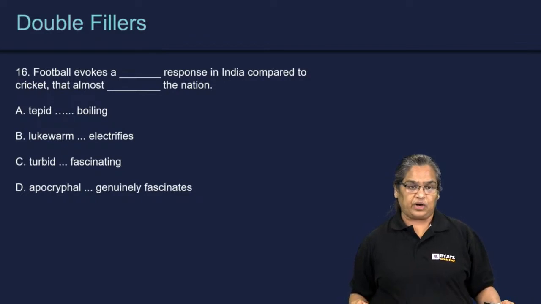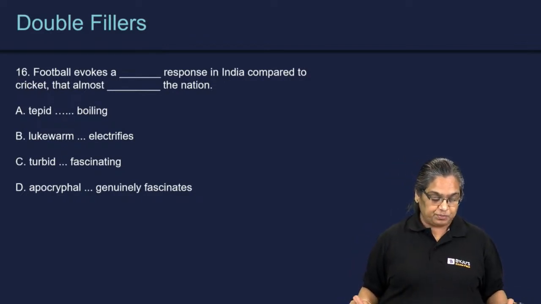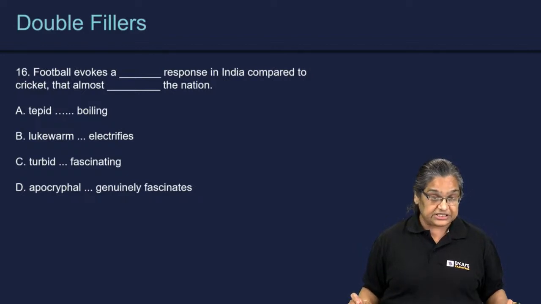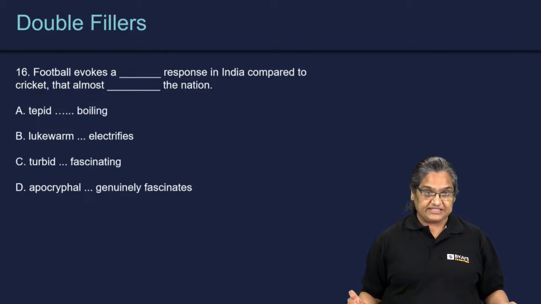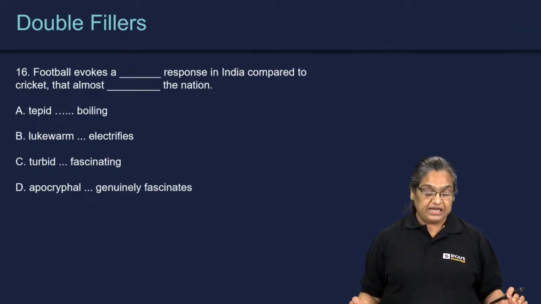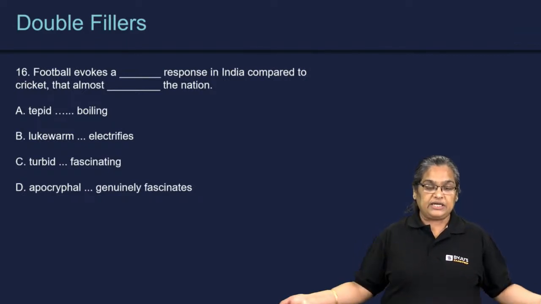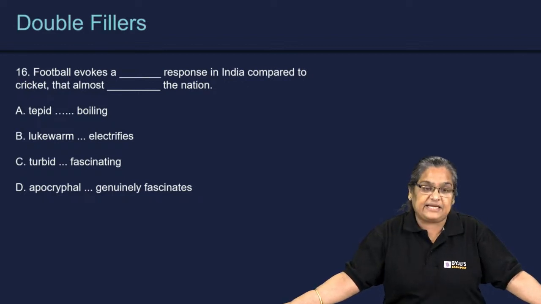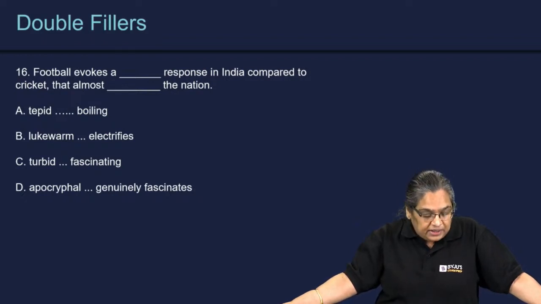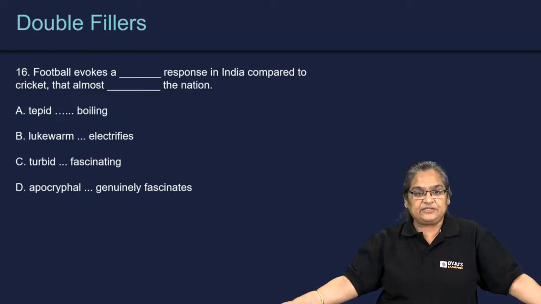What are the words we want? A: tepid response, boiling the nation. B: lukewarm response, electrifies the nation. C: turbid response, fascinating the nation. D: apocryphal response, genuinely fascinates the nation. What is the answer? Read the complete sentence with the blanks and then look at the options. Once you think it's A, B, C or D, try to read the entire sentence with the words if you have the time, of course. What is the answer for 16?